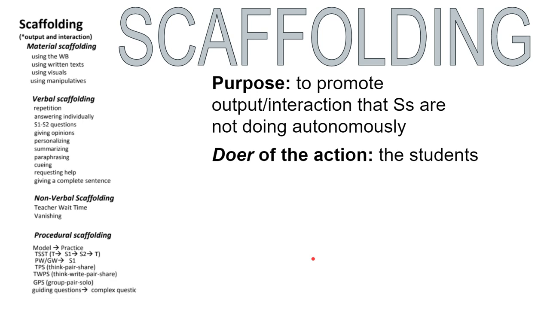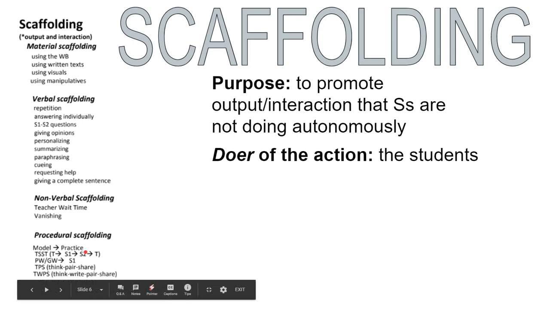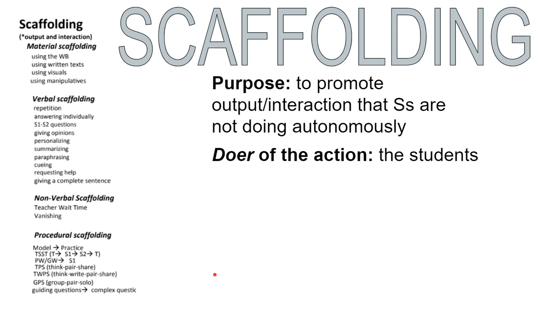TSST: the teacher asks a question to S1. S1 answers the question and asks the same question to S2. S2 answers the question and asks the same question to the teacher. Now, I find that TSST works best with easier, less complex questions because you're not giving them time to think. You're jumping right to S1.